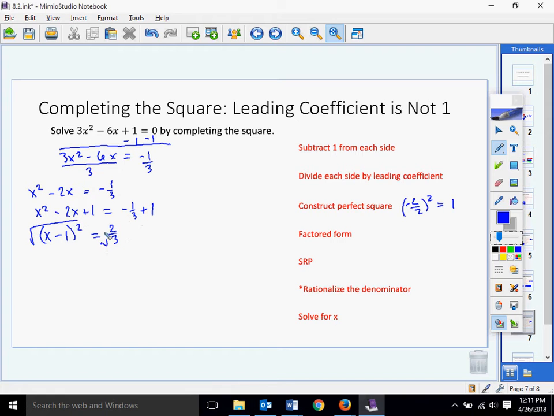Let's follow the square root property. So x minus 1 equals plus or minus the square root of 2 over the square root of 3. So after that comes rationalizing the denominator. We do not want a radical in the denominator. So I need to multiply by the denominator over itself. So square root of 3 over square root of 3.